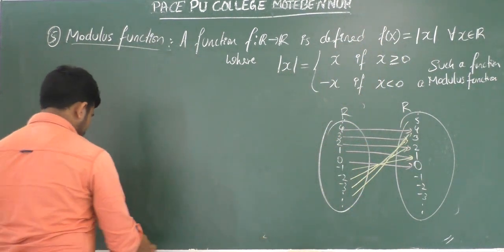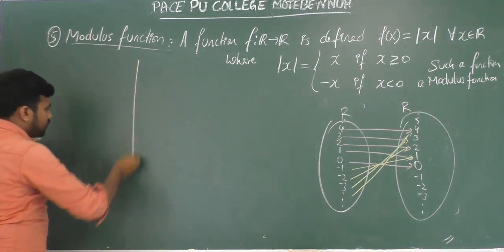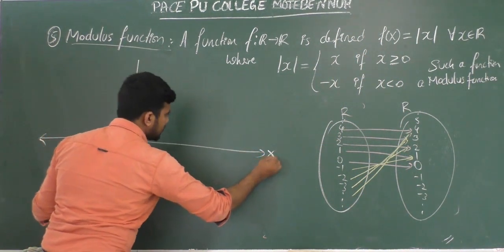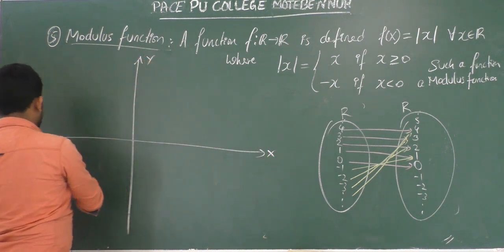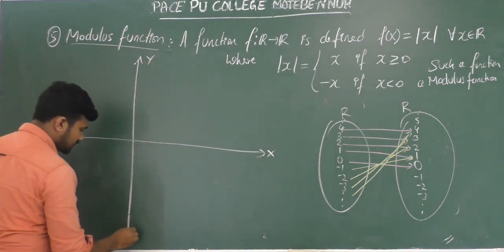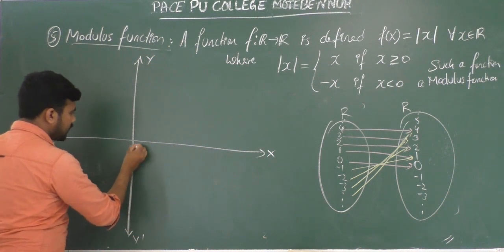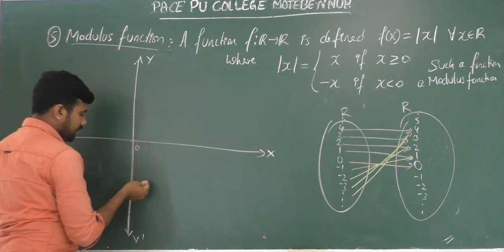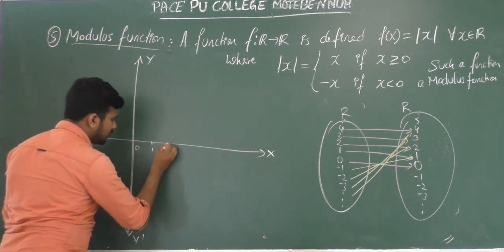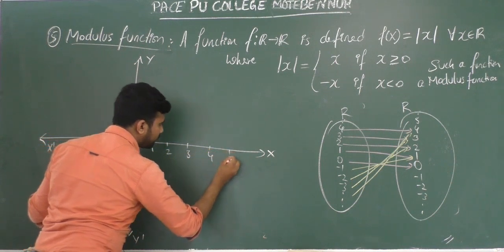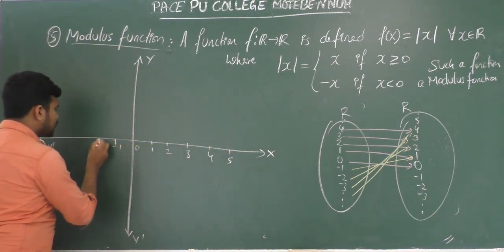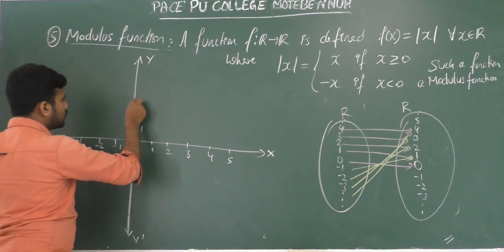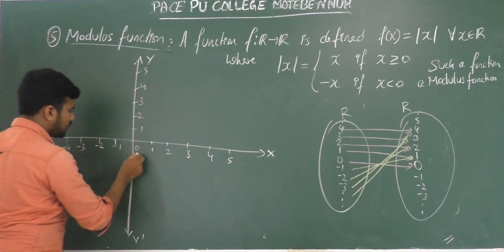So that we can observe in the graph. Okay, let us plot the Cartesian plane. I will consider the x and y axis, x dash and y dash. Now what is the image of 0? Image of 0 is 0. I will write here the numbers 1, 2, 3, 4, 5 and so on, minus 1, minus 2, minus 3, minus 4 and so on, and 1, 2, 3, 4, 5 and so on.